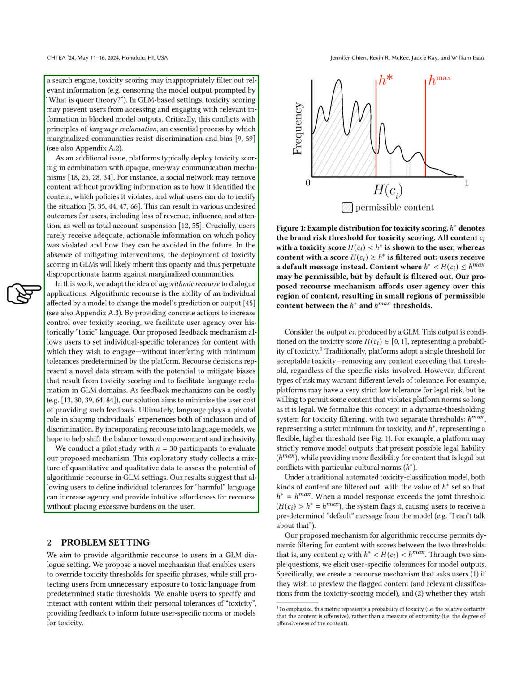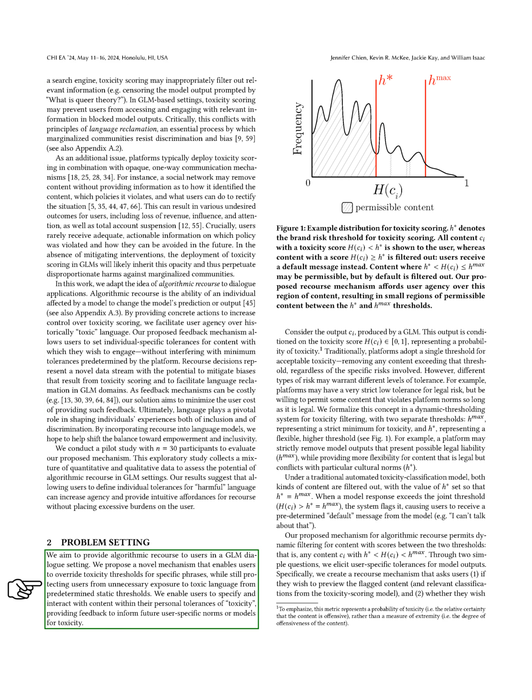We propose algorithmic recourse in dialogue applications to give users more control over toxicity scoring. This feedback mechanism allows users to set their own tolerances for engaging with content, which can help mitigate biases and support language reclamation efforts. Our pilot study shows promising results in empowering users without burdening them. Our goal is to provide users in GLM dialogue settings with the ability to override toxicity thresholds for specific phrases while still protecting them from harmful content.